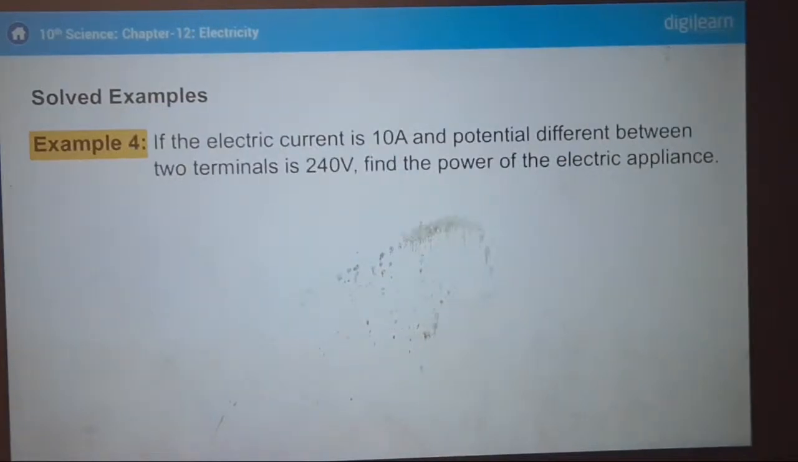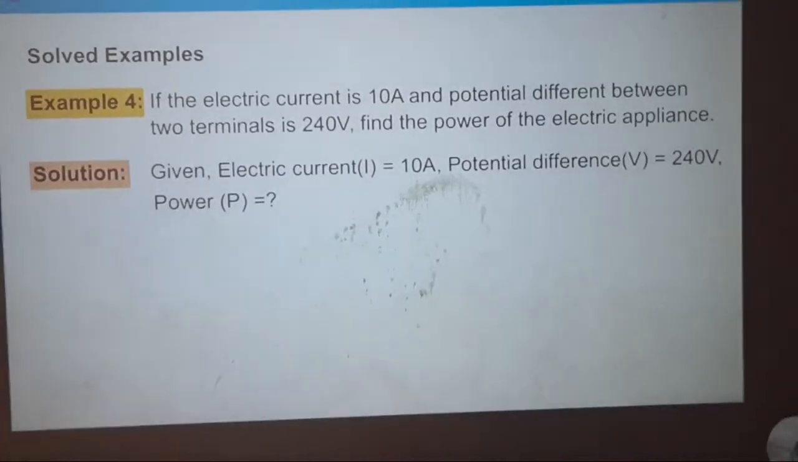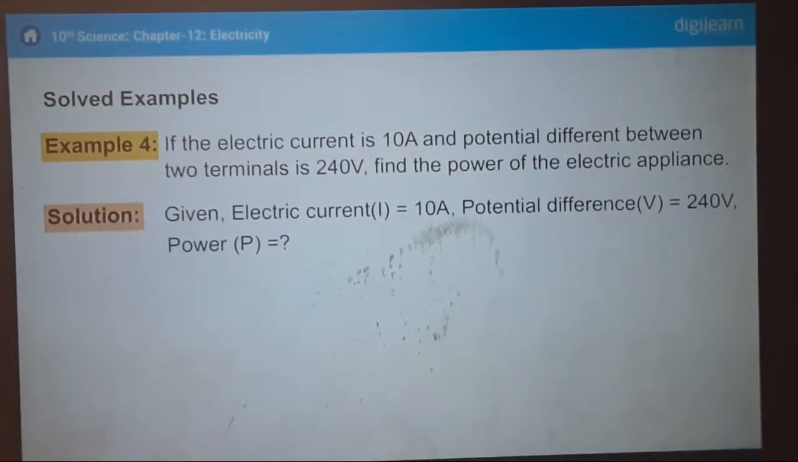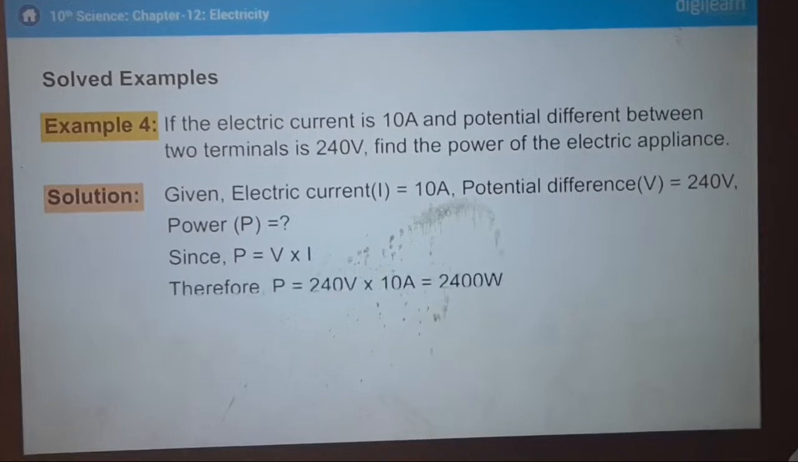Example 4. If the electric current is 10 amps and the potential difference between two terminals is 240 volts, find the power of the electric appliance. Solution. Given electric current I equal to 10 amps, potential difference V equal to 240 volts, power P to be found out. Since P equal to V into I, therefore P equal to 240 volts into 10 amps equal to 2400 watts.